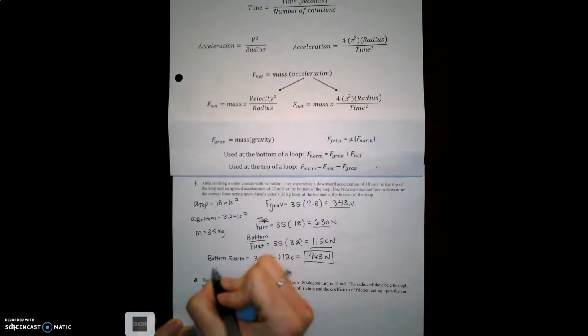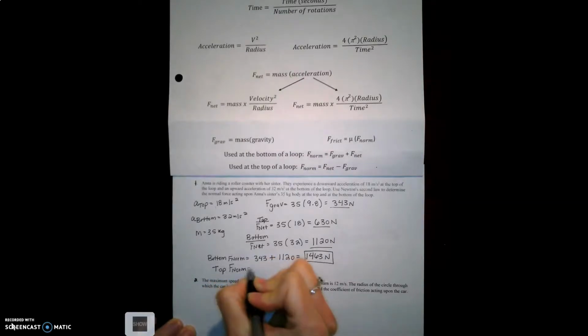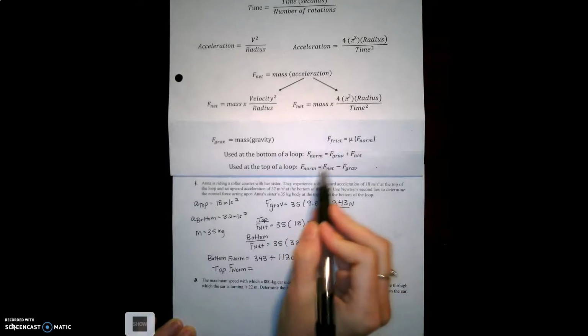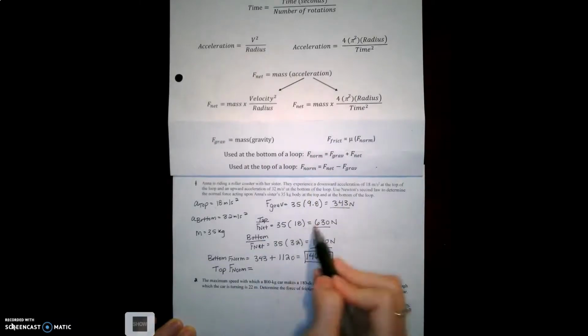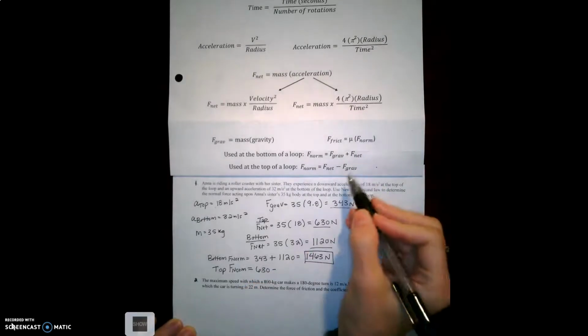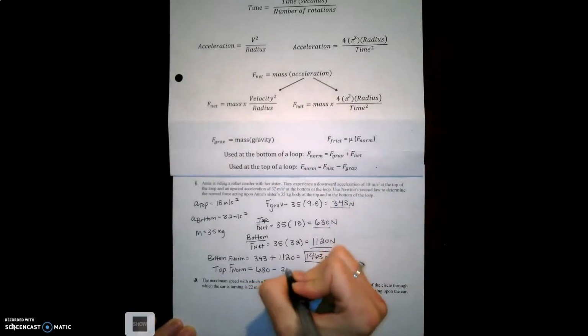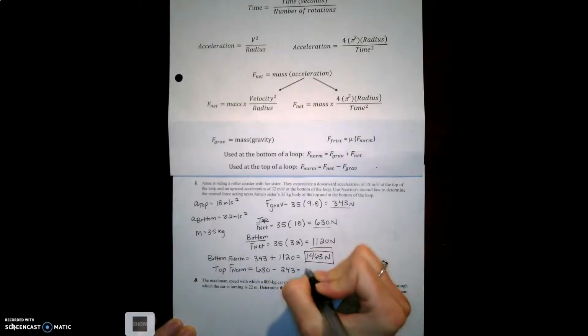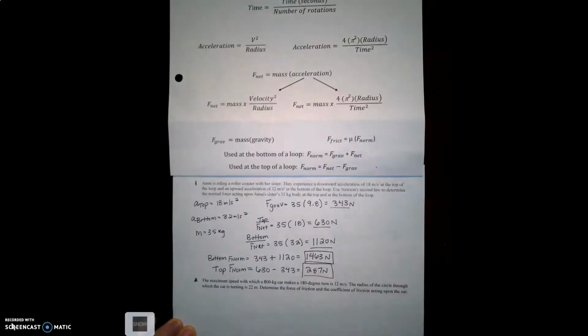So that is the bottom normal force, and now we need to find the top. So looking at that formula, it is going to be the top net force, so that's 630, subtracted by that force of gravity, which is the 343. And that will be 287 newtons. So this is our bottom normal force and our top normal force. Alright, moving on to number 2.